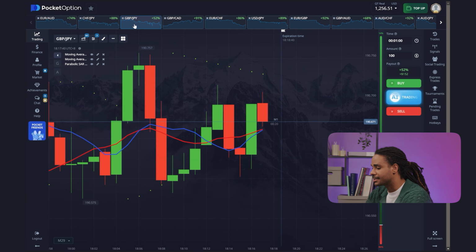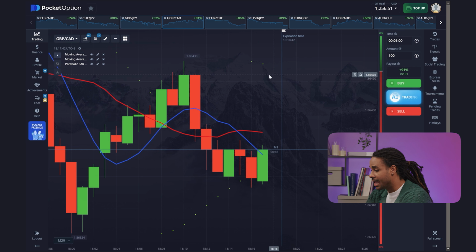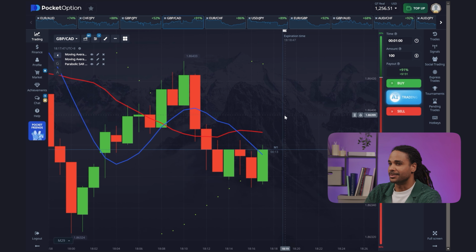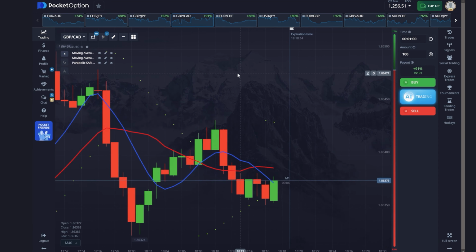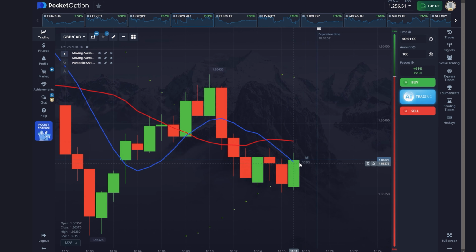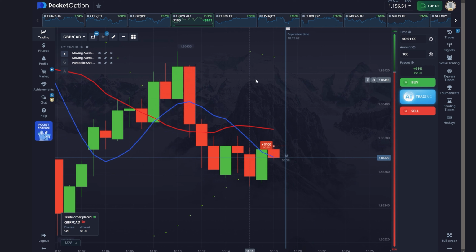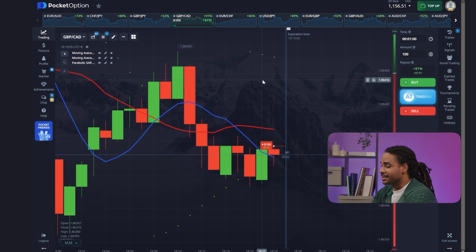Next, we'll try to find a good signal to open a trade. And after that, I'll explain what this strategy is all about and why it works well on any time frame. Speaking of time frames, right now our time frame is 1 minute and we will also open trades for 1 minute. We see a signal and open a sell trade.